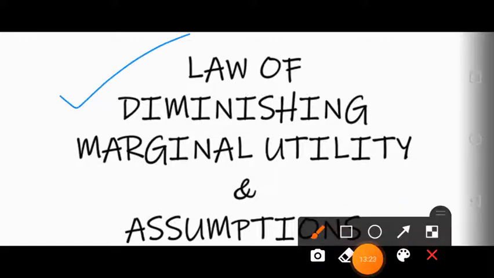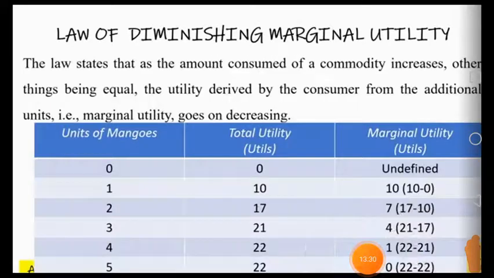Now the next topic is the law of DMU, or law of diminishing marginal utility. I'm going to discuss with you the law of diminishing marginal utility and its assumptions. What is DMU? It is very clear from its literal meaning, diminishing marginal utility. That means marginal utility continuously declines as we use more and more units of any commodity.